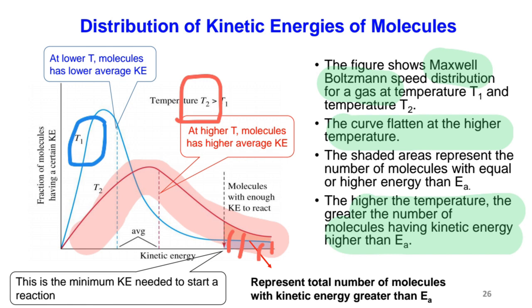Only the particles with enough energy, meaning molecules with energy equal to or higher than EA, can react. At T2, a greater proportion of particles have energy greater than the activation energy. Therefore, the rate of reaction increases.